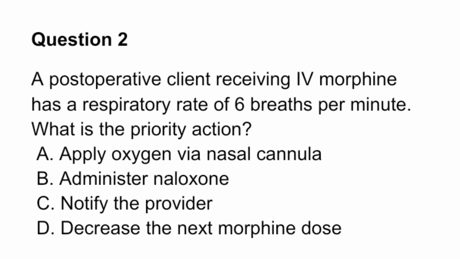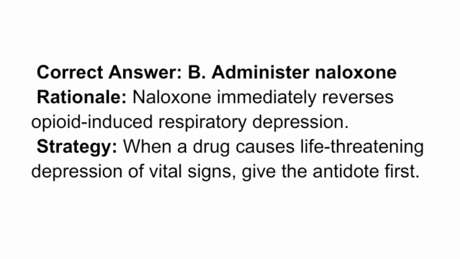Question 2. A postoperative client receiving 4 mg morphine has a respiratory rate of 6 breaths per minute. What is the priority action? A. Apply oxygen via nasal cannula. B. Administer naloxone. C. Notify the provider. D. Decrease the next morphine dose. Correct answer, B. Administer naloxone.